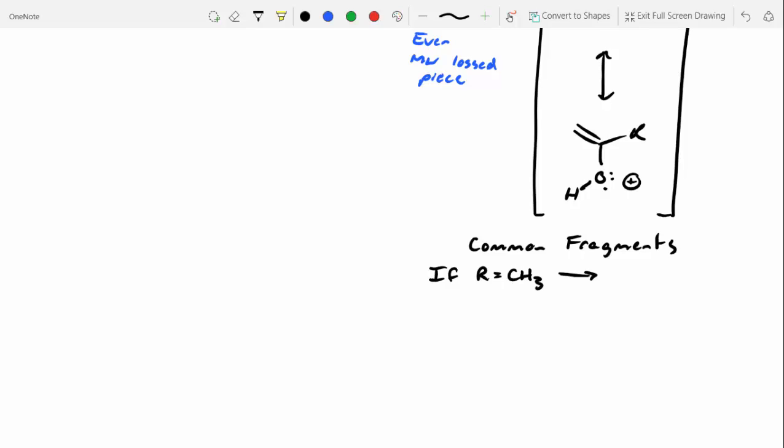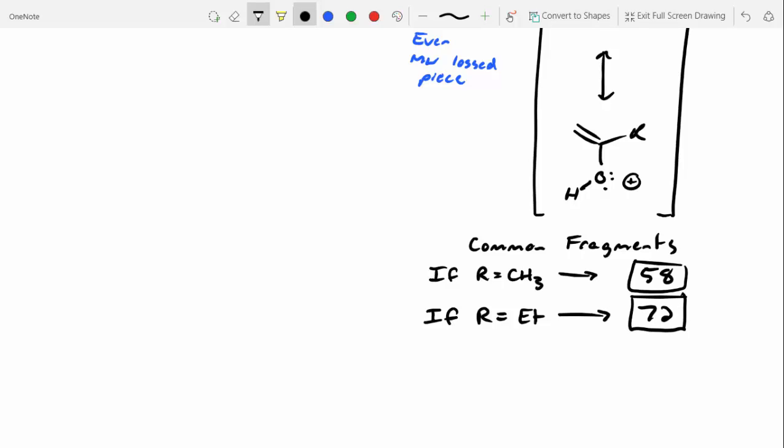All right. Time to bust out the calculator. 3 times 12 for our 3 carbons, plus 6 hydrogens, plus 16 equals 58. All right, so if R equals CH3, we've got a fragment that shows up at around 58. So that can be a good clue. What about if R equals ethyl? What do you guys think? 72. So if we've got an ethyl group coming off that R position, we might see a peak at 72.